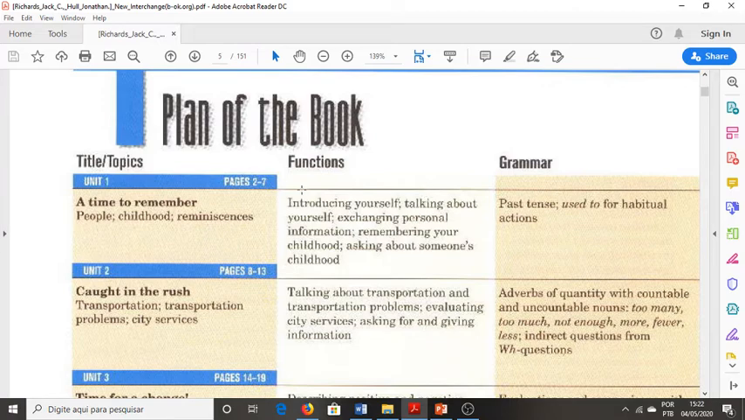So for example, Unit 1, the title is A Time to Remember, and the functions are introducing yourself, talking about yourself, exchanging personal information, remembering your childhood, asking about someone's childhood. So how do you talk about your past? So the grammar point is past tense and used to for some habitual actions. Eu costumava, right, used to.